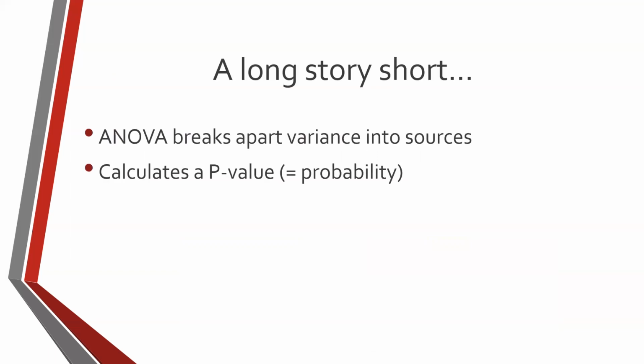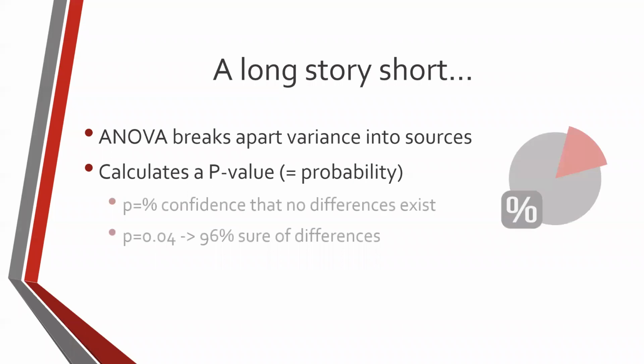All right, so long story short, to summarize, the AOV analysis is breaking apart the variance of our observations into different sources. Then we calculate a p-value as the end result. And that p-value is a probability, which is important to remember there. So the AOV p-value is the probability that no differences in treatments exist. So that p-value of 0.04 we had in our example means we are 96% confident that there are significant differences between the treatments.